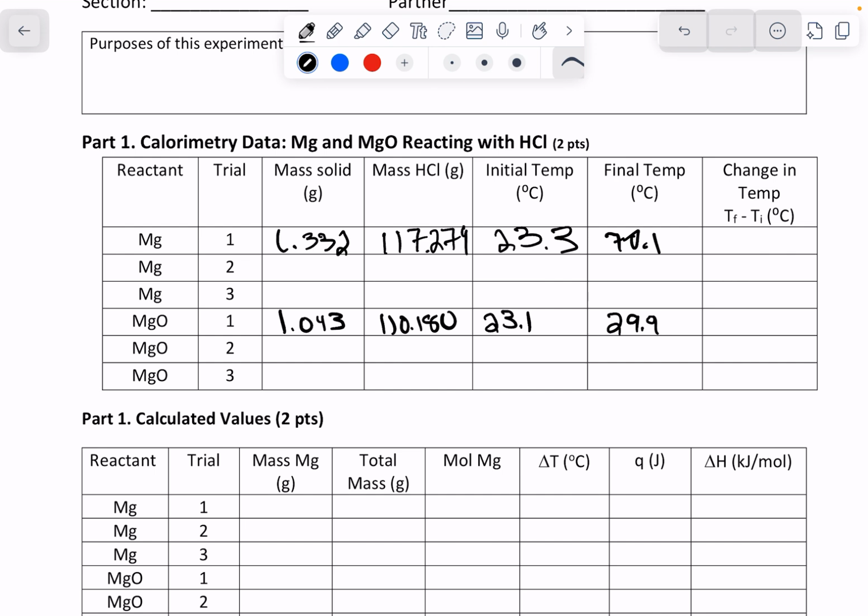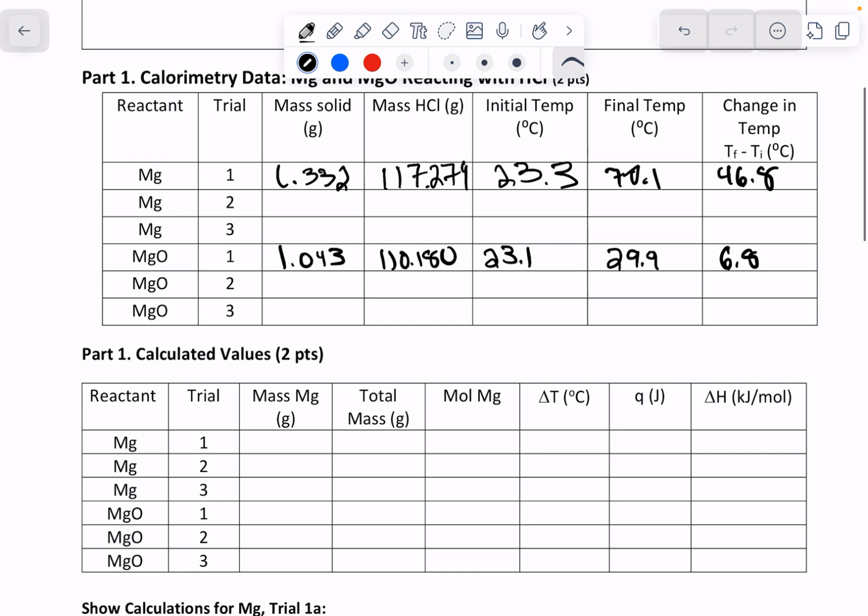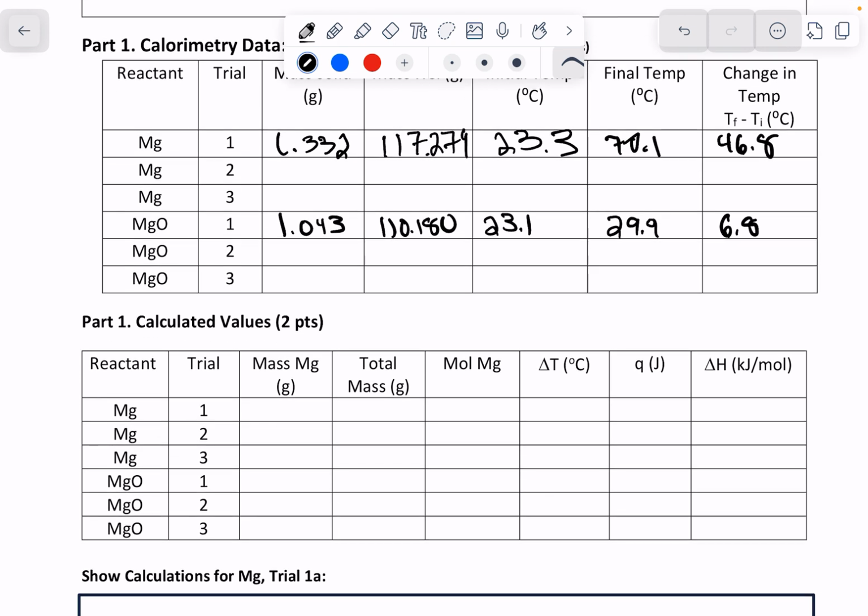The first thing I'm going to do is calculate the change in temperature for each of those reactions. So here we go, 70.1 minus 23.3, and I get 46.8, and then I'm going to do 29.9 minus 23.1, 6.8. And so really what these calculations are going to be a lot of is Q equals MC delta T.